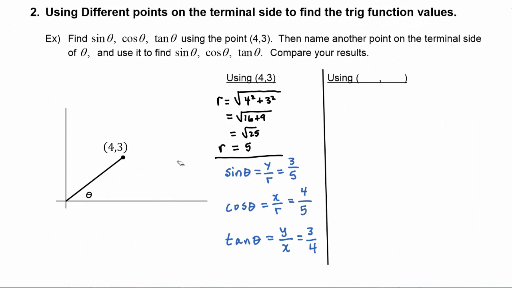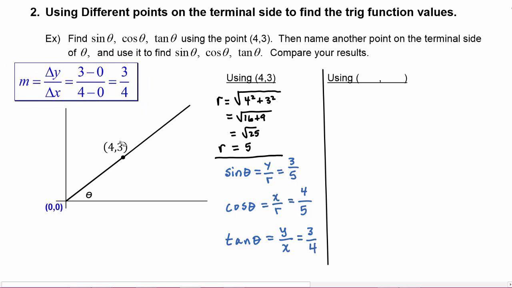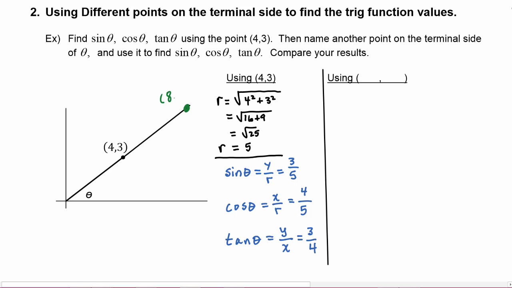So now we're going to find another point that lies along the terminal side of theta. And if we extend this ray out, probably the easiest point to find would be making use of the slope. We know we're going to have a slope of 3/4, which means we could go up by 3 and to the right by 4, which means we would land on the point (8, 6). So let's use this point to find the trig function values.